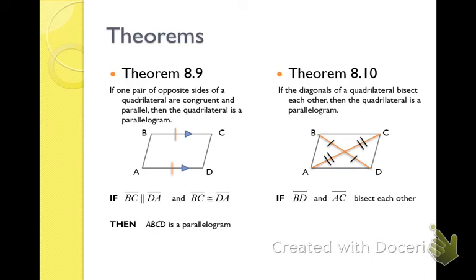8-10. If the diagonals of the quadrilateral bisect each other, that was a characteristic we had last section. So if they bisect each other, then I can say, okay, this is a parallelogram.